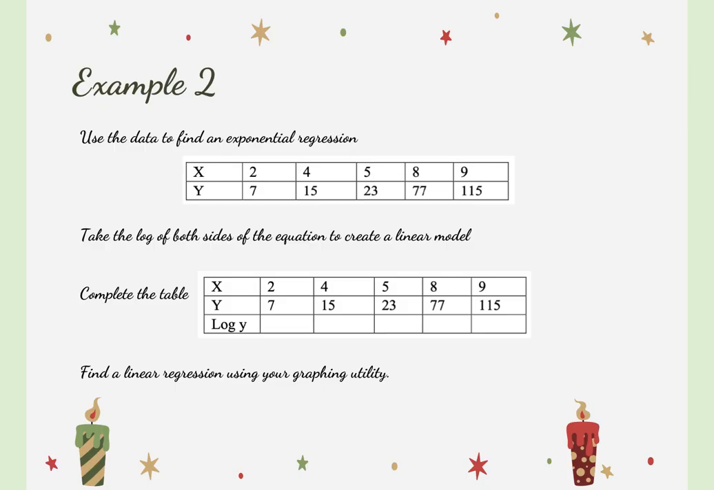All right, example 2 says use the data to find an exponential regression. So this time we're going straight to the stat plot. I'm entering in that data. Yep, you can hit clear on it. Remember, don't delete because the list will go away, but hit clear on it. So in L1: 2, 4, 5, 8, 9. In L2: 7, 15, 23, 77, 115. And then stat, exponential.